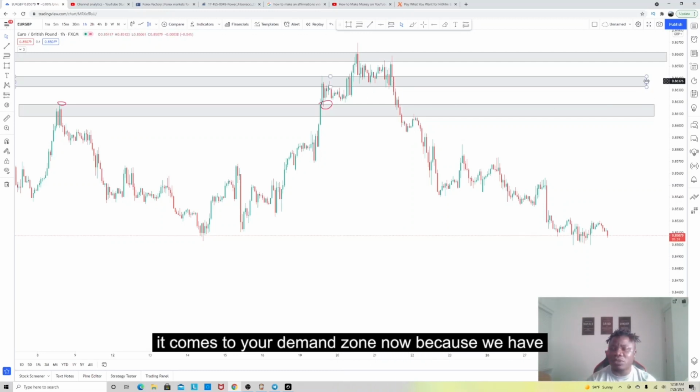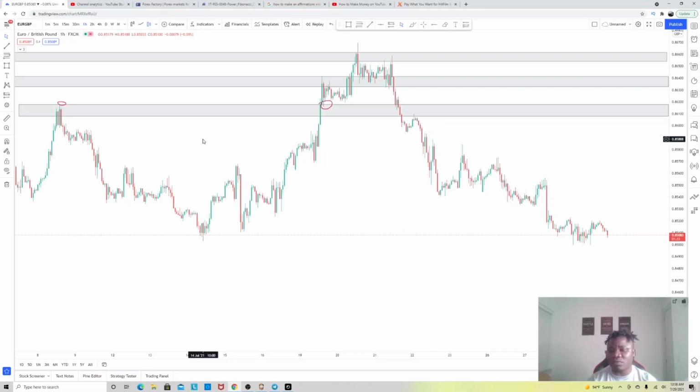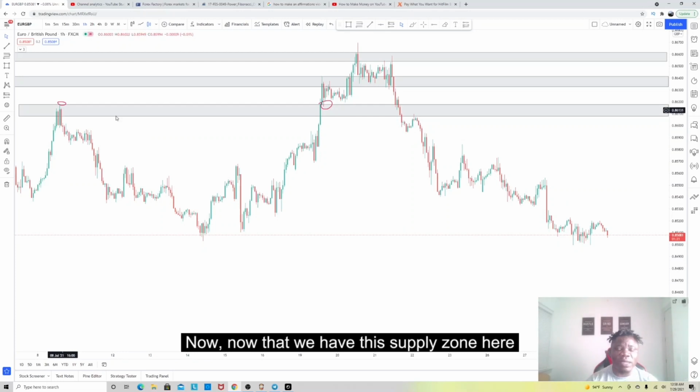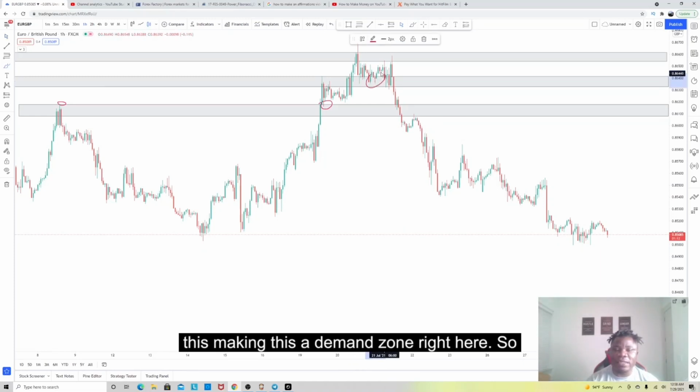Now when it comes to your demand zone, because we have a supply zone already, your supply zone is always going to turn into your demand zone. Now that we have this supply zone here, we can see right here price came back, making this a demand zone. So price started ranging in between our supply zone and our demand zone.